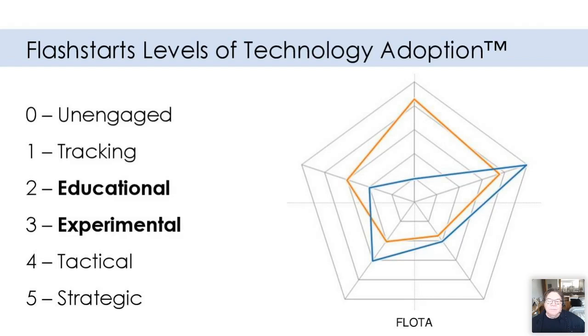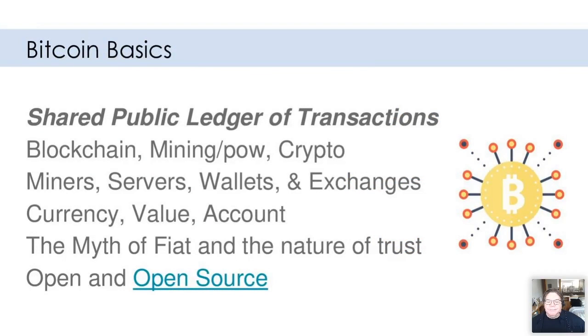So Bitcoin, for most organizations and for the purposes of this presentation, sits between levels 2 and 3. It's educational and experimental. If you take just one thing away from this presentation, it's that now's the right time to start learning about Bitcoin for your business and to maybe consider experimenting with some early pilot projects. That's the focus of the presentation. I hope that will help you.